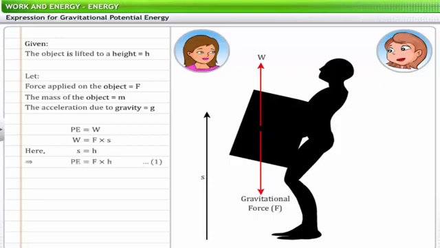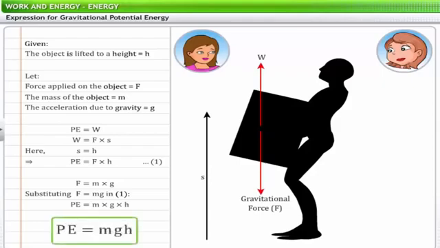Now let's determine the applied force on the object. In this case, the applied force on the object equals the weight of the object. The weight of an object is equal to the product of the mass of the object and the acceleration due to gravity. Hence, gravitational potential energy of an object is the product of its mass, its acceleration due to gravity, and the height through which it is raised.